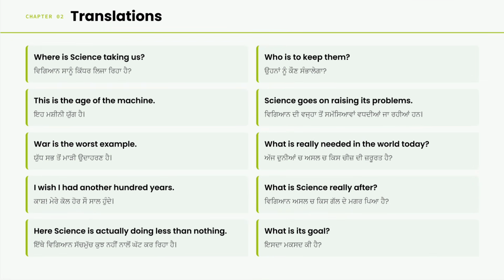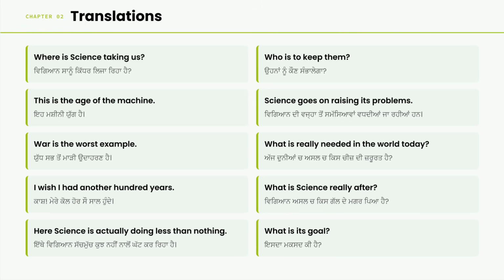Sentence 1. Where is science taking us? Translation. विज्ञान सानू किधर ले जा रहा है? Sentence 2. This is the age of the machine. Translation. ये मशीनी युग है. Sentence 3. War is the worst example. Translation. युद्ध सब तो माड़ी उदाहरण है.